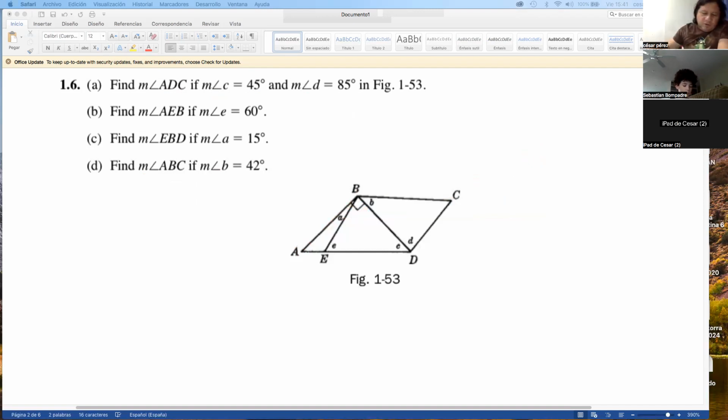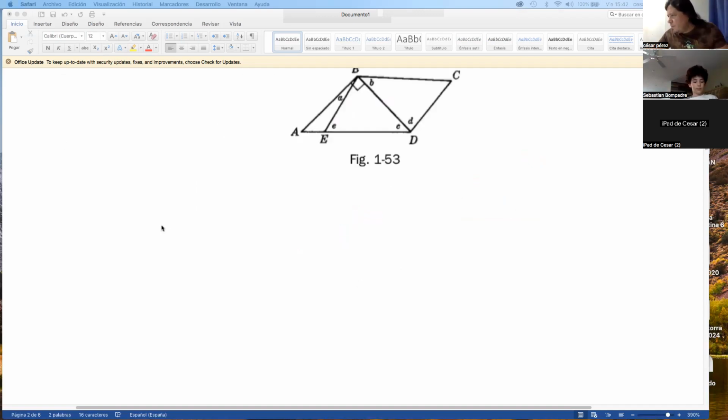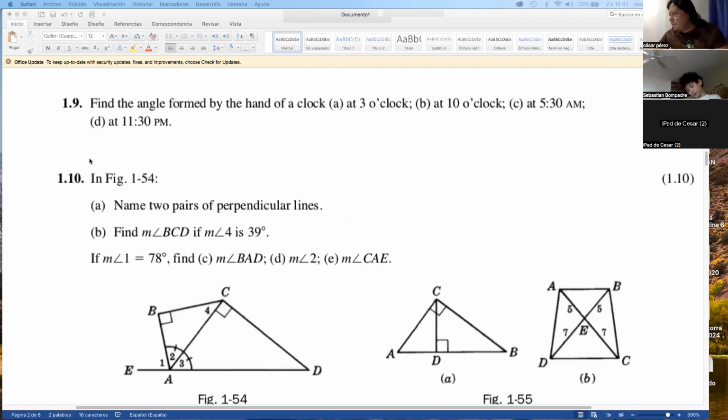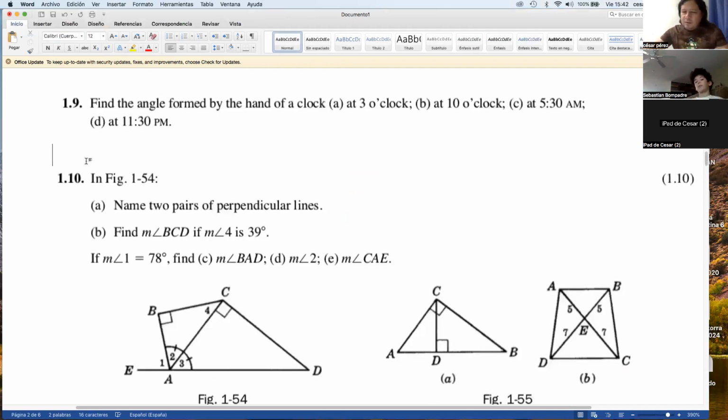Okay, do you understand why we are using three letters? Okay, yeah. Let's see. So let's make this one.